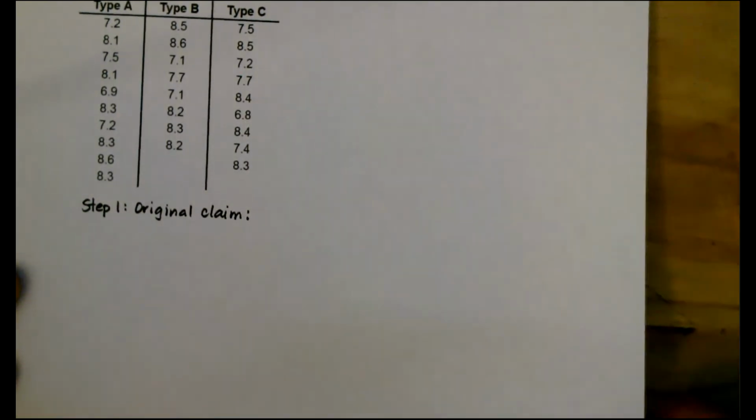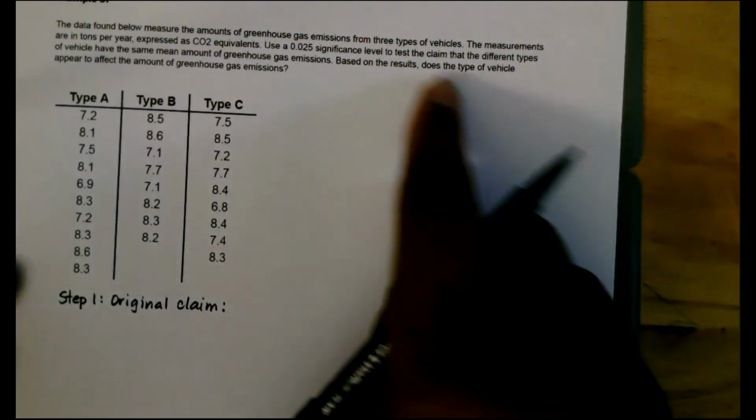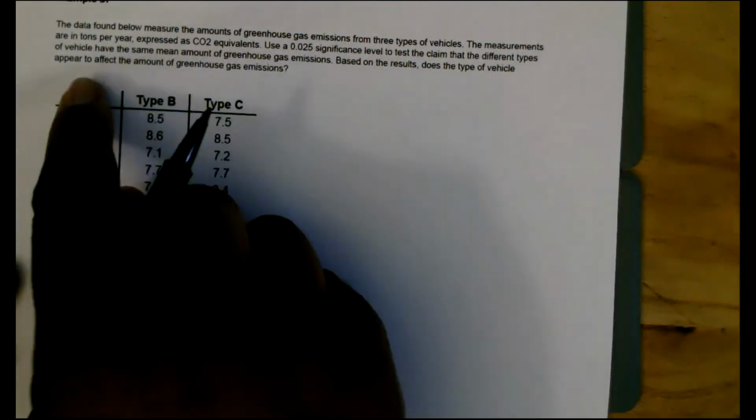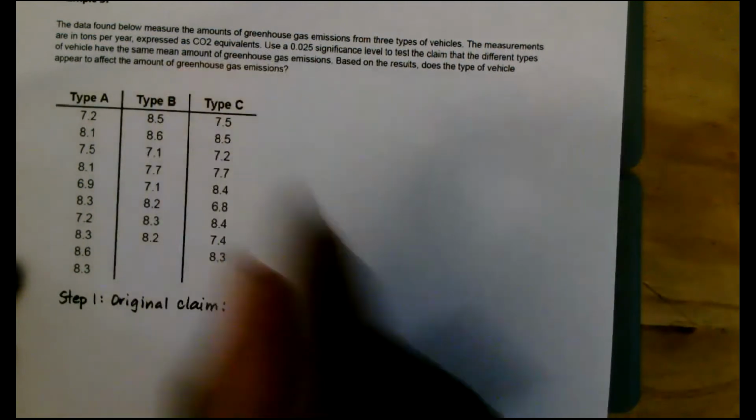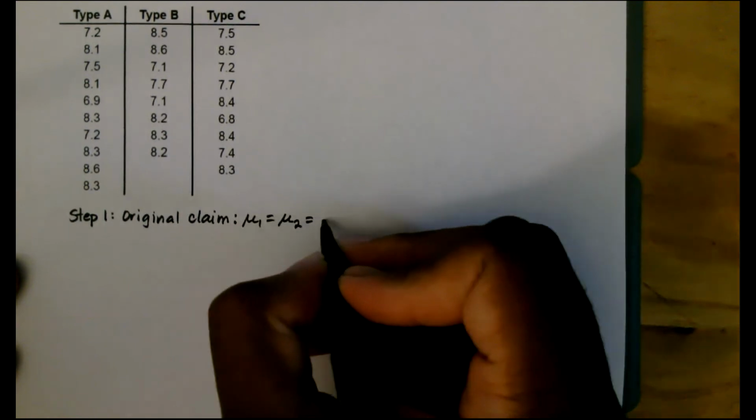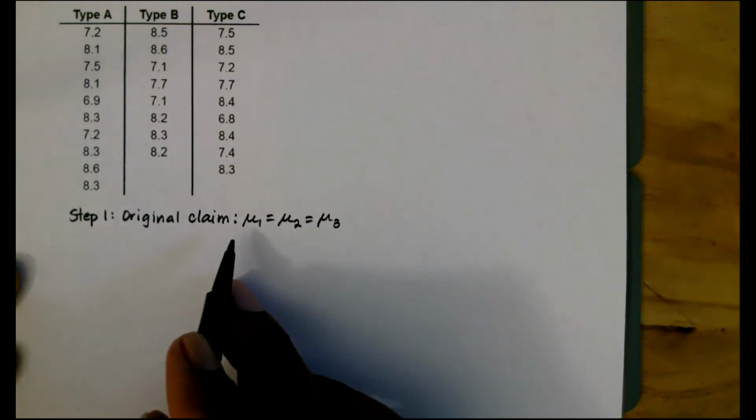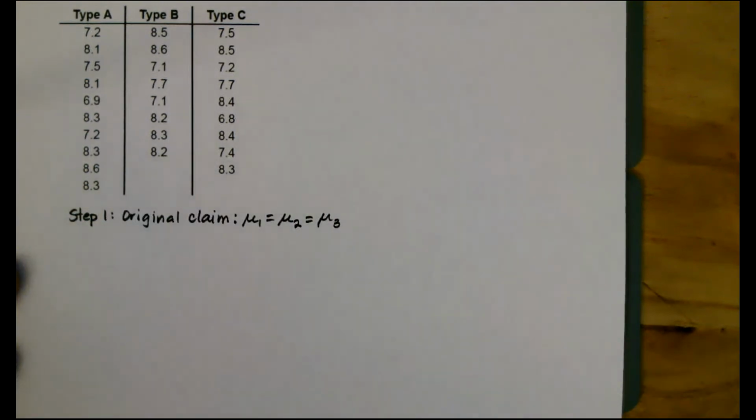Step number 1 is the original claim in symbolic form. Our claim is that the different types of vehicles have the same mean amount of greenhouse gas emissions. We have 3 types. So that means mu sub 1 equals mu sub 2 equaling to mu sub 3. Mu sub 1 would be for type A, mu sub 2 would be for type B, and mu sub 3 would be for type C.